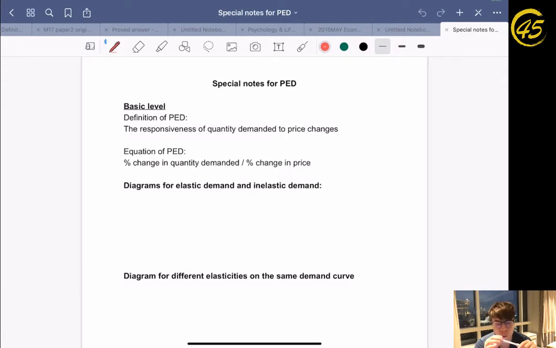So whenever you're going to write a definition in your paper, you have to go through both the definition and also the equation.